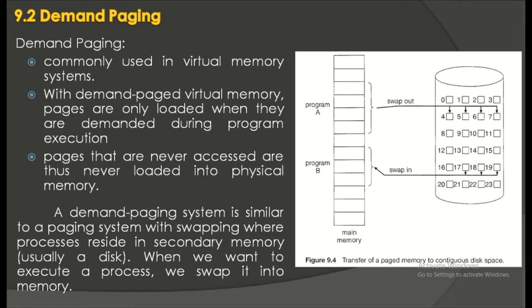In 9.2.1, basic concepts, the aim is decreasing the swap time and the amount of physical memory needed. When a process is to be swapped in, the pager guesses which pages will be used before the process is swapped out again. Instead of swapping in a whole process, the pager brings only those pages into memory. The valid-invalid bit scheme can be used for this purpose.